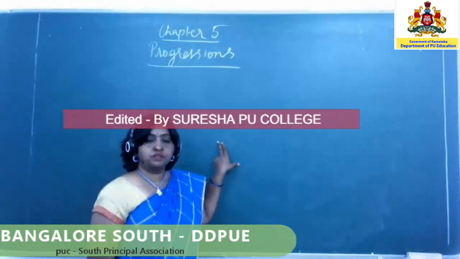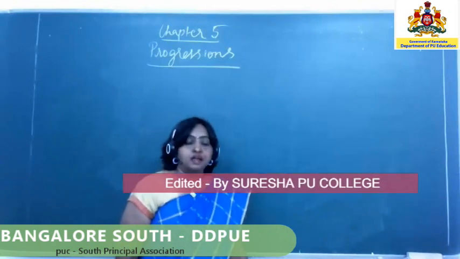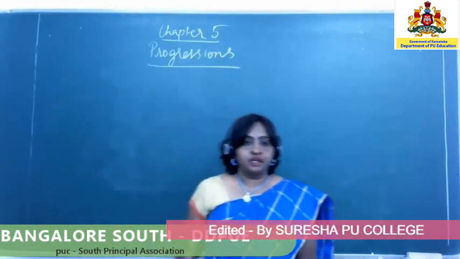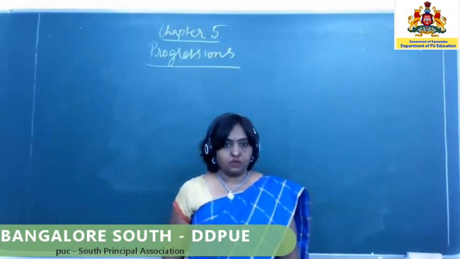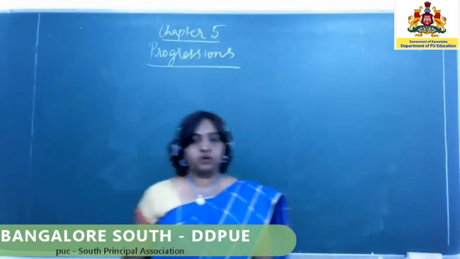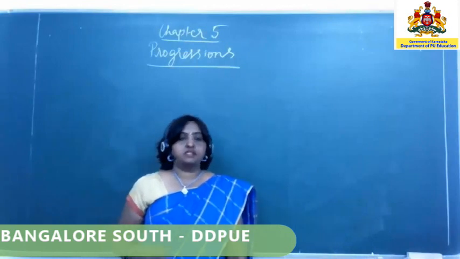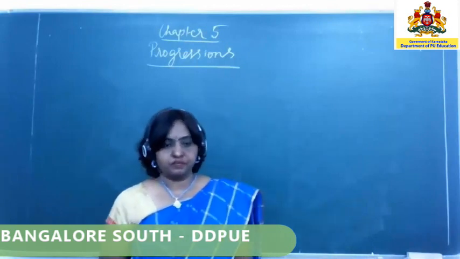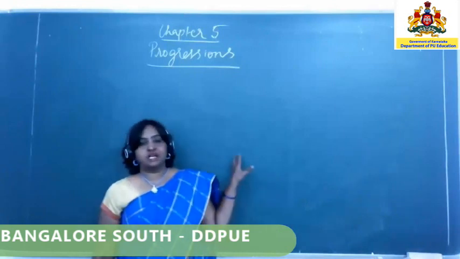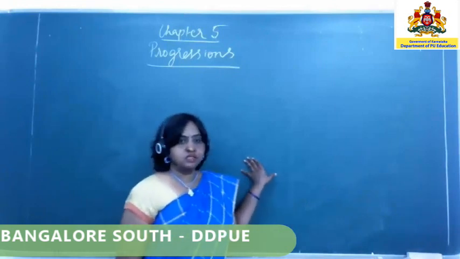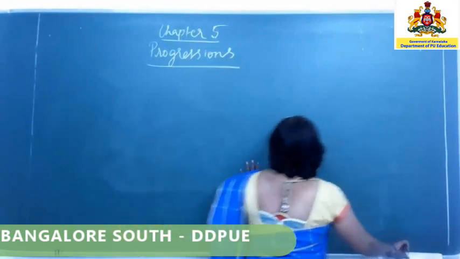Today's topic is progression. In this chapter, we will be studying particular types of sequences such as arithmetic progression, geometric progression, harmonic progression, and their corresponding series. So before going to progressions, let me give an introduction to sequences and series.